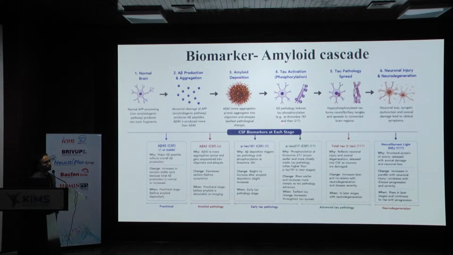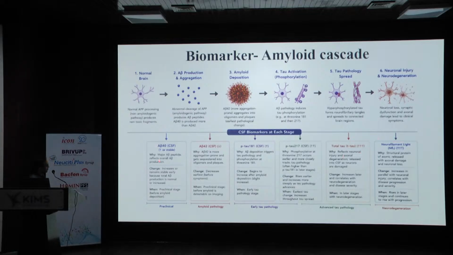After amyloid deposition, there's hyperphosphorylation of tau. And this again is a very important stage where you have important biomarkers, because phosphorylation takes place at many sites. The most important sites are at threonine 181 and then 217. And then we have two biomarkers, phospho-tau 181 and phospho-tau 217, which are elevated both in CSF as well as in blood. Subsequently you have tau pathology spread, for which you have total tau as a biomarker, which is non-specific. And then finally you have neural injury and cognitive impairment. For neural injury, you have a marker called neurofilament light chain, which is a marker for axonal degeneration and correlates with the severity of the illness.